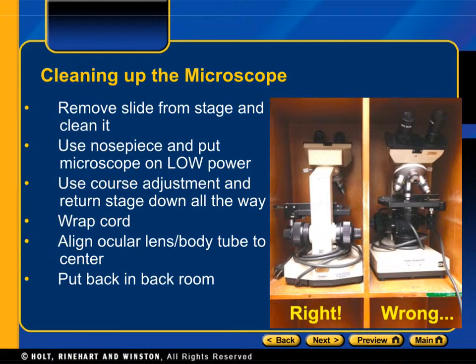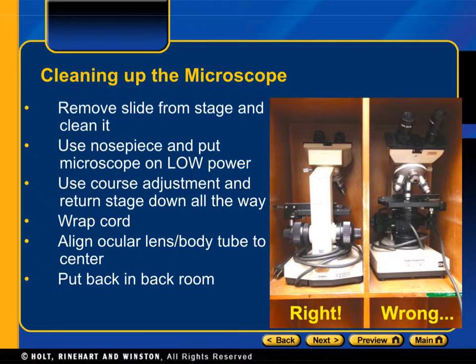Okay, so at the end of the hour, when we are cleaning up for lab, these are the steps that you would do to your microscope. First, you need to make sure that you remove your slide off of the stage, and you return it and clean it off if necessary, and put it back into its proper spot on the back lab table. Then you need to turn your nose piece and put the microscope on low power. You do not want to leave the nose piece on high power.